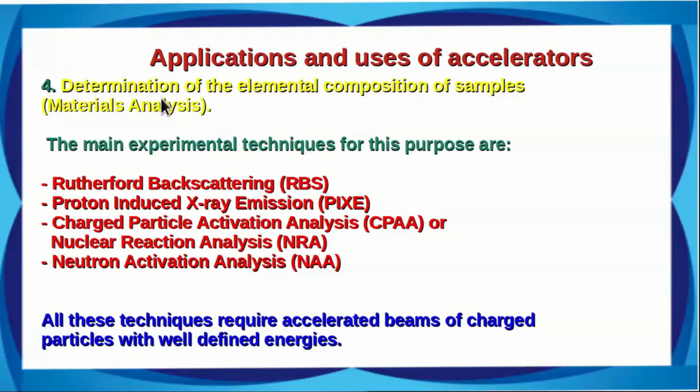Another very important application is the determination of the elemental composition of various types of samples. In general, this can be called materials analysis by nuclear techniques. Now, some of the main experimental techniques which are routinely used for this purpose are Rutherford backscattering, proton-induced X-ray emission, charged particle activation analysis (CPAA) or nuclear reaction analysis (NRA), and neutron activation analysis (NAA). All these techniques require accelerated beams of charged particles with well-defined energies, except of course for the NAA, which requires neutrons as the primary radiations.